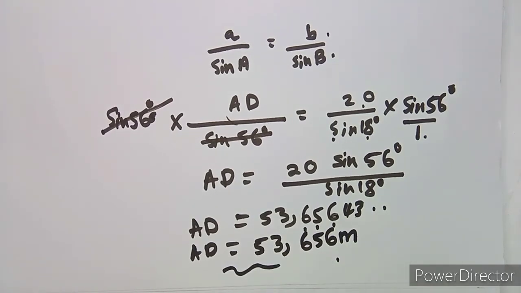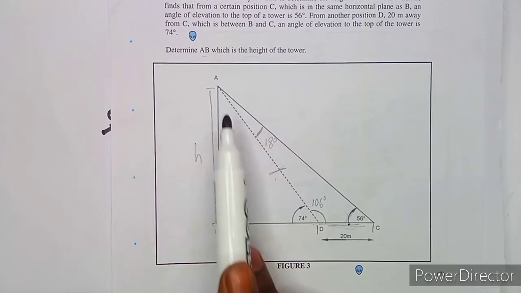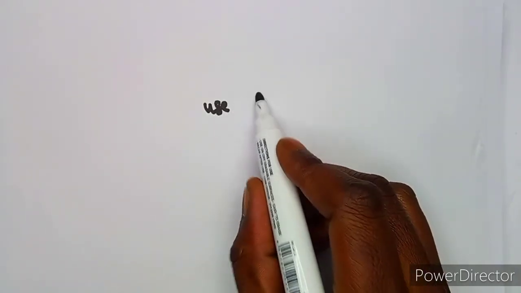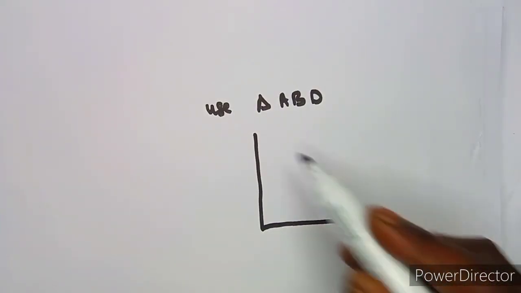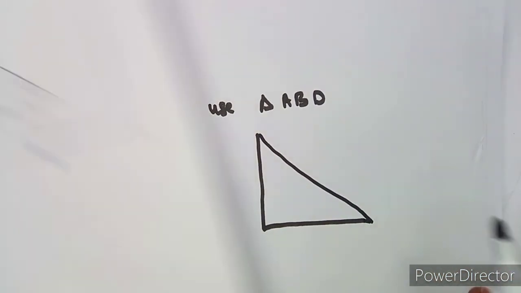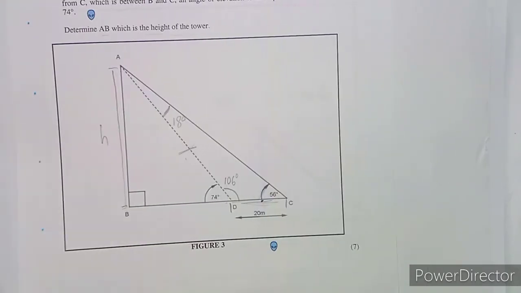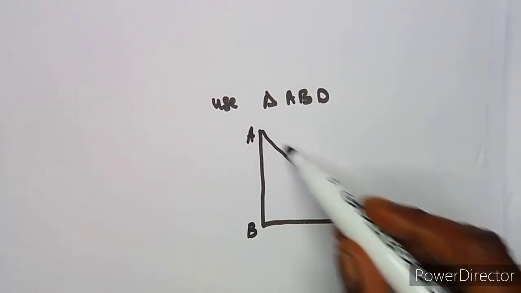So remember, the reason for calculating AD, this is our AD, this one, but we want to calculate this side. So I'm going to use triangle ABD. So it's like this. This is my triangle ABD, from A to B to D. Remember, we want to calculate this height, which is AB. So we have got our A to B and to D here, and we calculated AD.